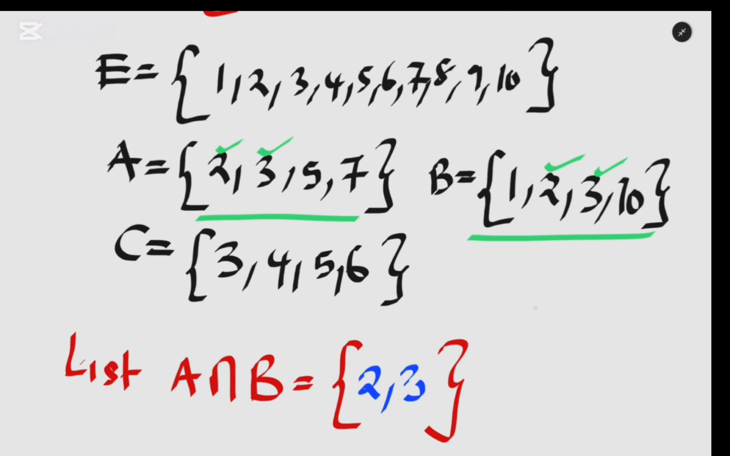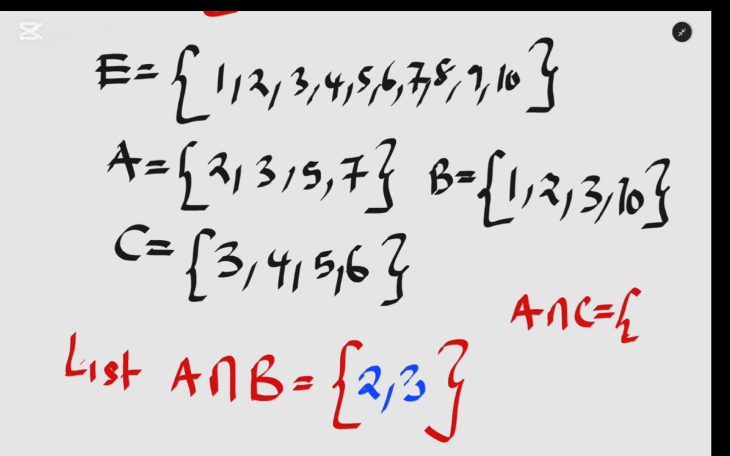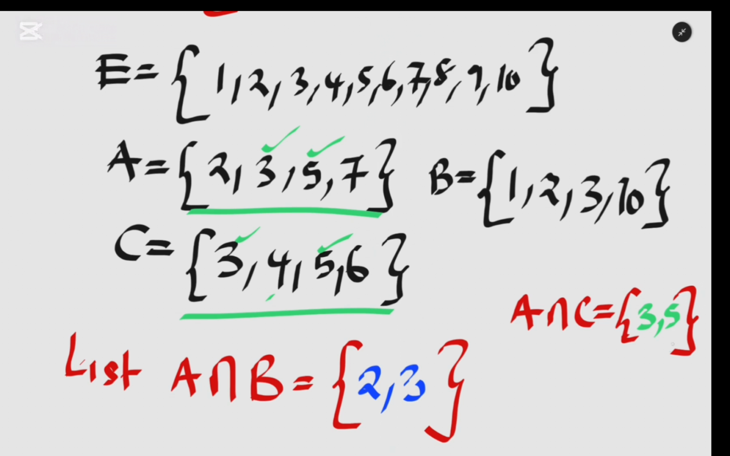What about if we were to list the set A intersection C? We are still looking at what is common between A and C. The set that you are able to see right here is the set C, and this is set A. What do they have in common? The 3 is common, and the 5 is common in both. Anything else? I guess nothing else. So the intersection of A and C is 3, 5.